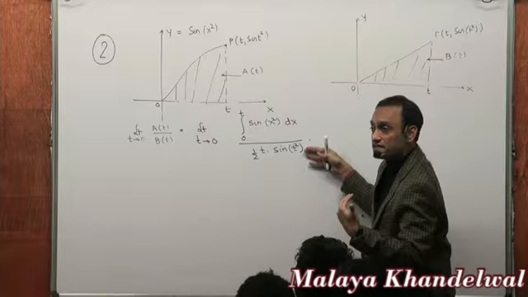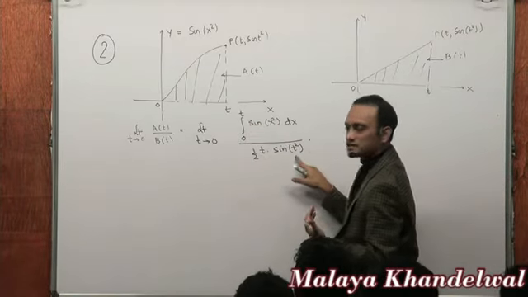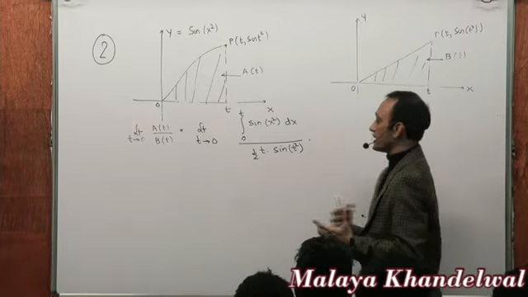It's of the form 0 by 0. Do you see that? Because at t equal to 0, this is 0 to 0, 0. This is 0 by 0. So I'm eligible to do that, right?